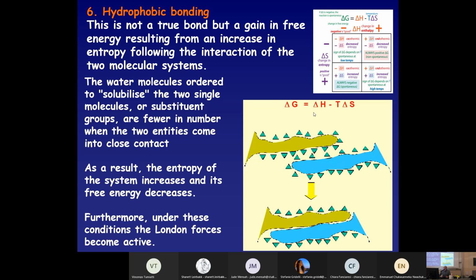Here you can see the expression. The variation of free energy depends on the variation of enthalpy minus the variation of entropy. So if we have a strong variation of entropy, we can have a spontaneous reaction.